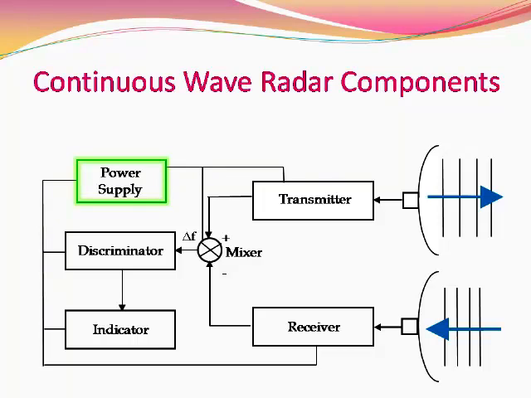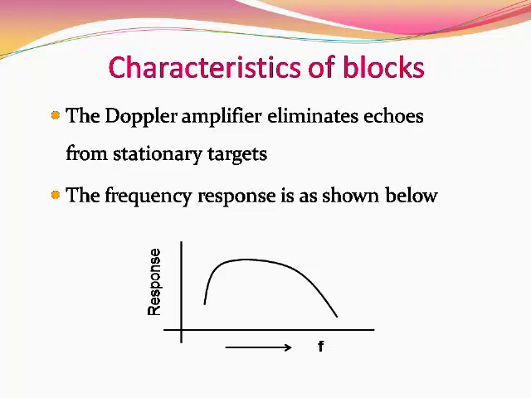The power supply is basically to power up all the blocks of the transmitter as well as the receiver, and sometimes we may use a portable power supply also, because these radars are going to be used on the field. The Doppler amplifier shown in the block diagram is the crucial part of this entire receiver. It is supposed to eliminate the echoes from the stationary targets. That means it should have a response above 0 frequency, that is DC.